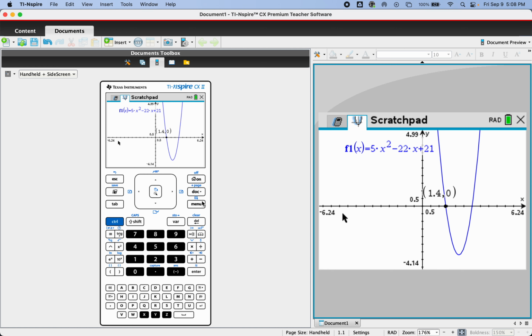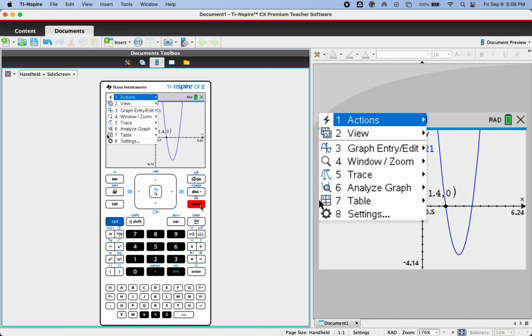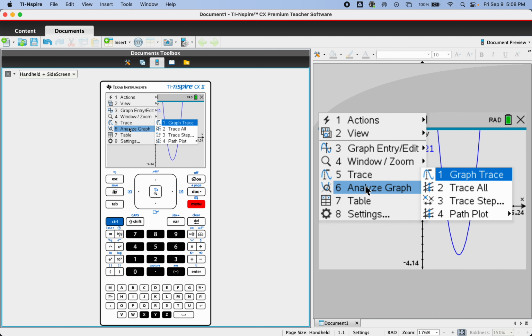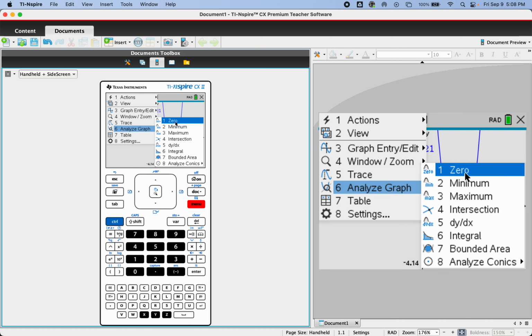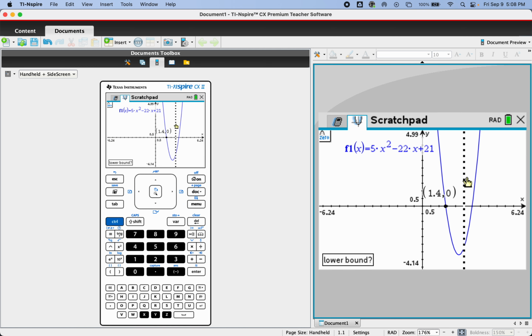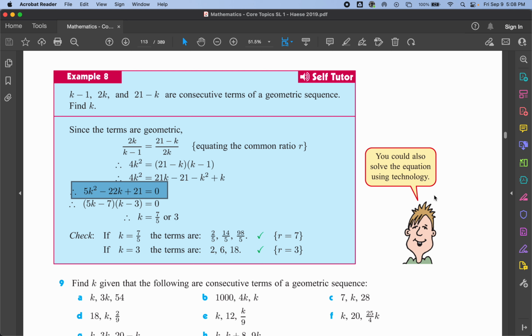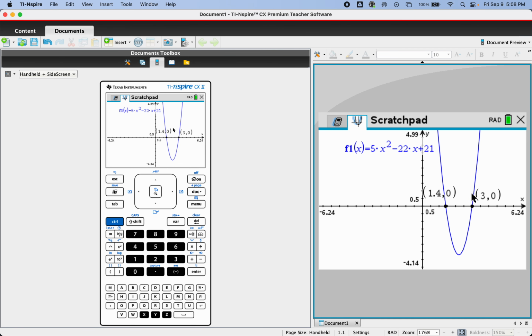To find this zero now, again, push menu, analyze graph, which is option 6, and choose zero. Lower bound, well, we're to the left of that zero. Upper bound, and there it is. So 1.4, well, that's actually the decimal approximation for 7/5. It's just giving us a decimal, and 3 is 3.